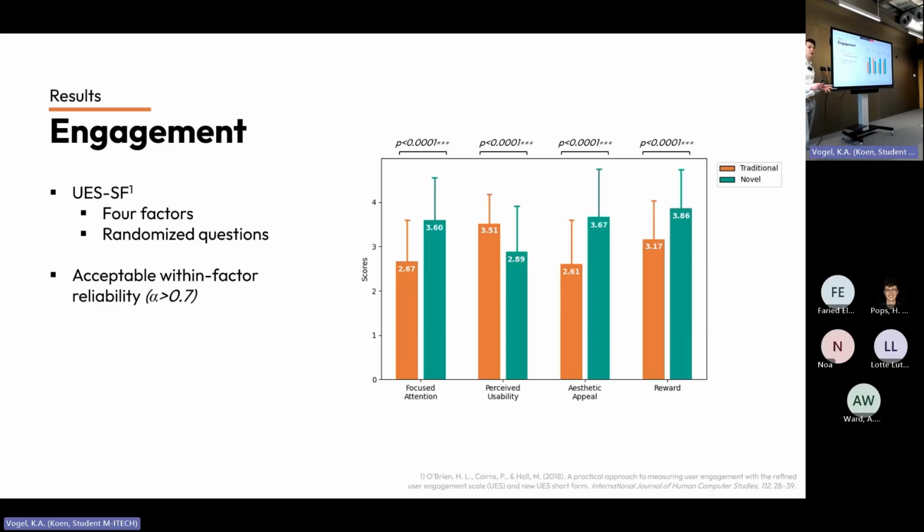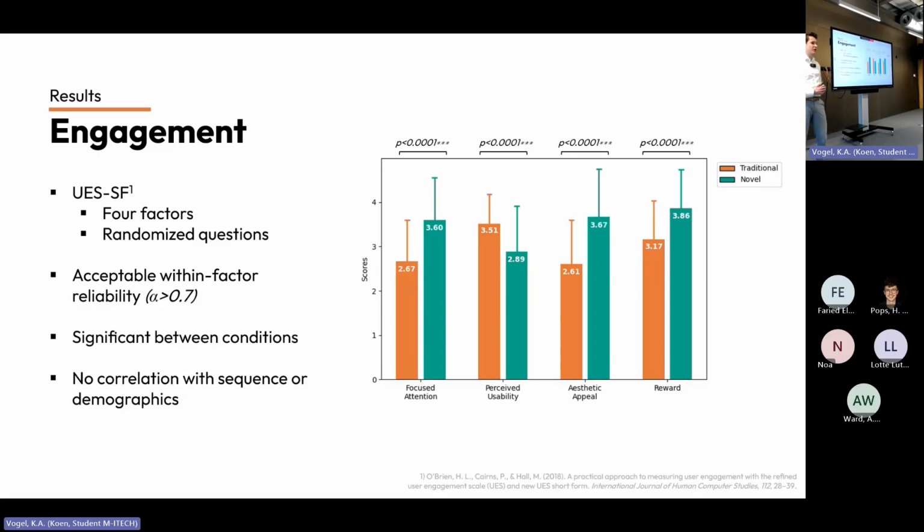Luckily, these questions had good internal consistency, meaning participants had similar scores for questions within a single factor. Also, all factors are statistically significant, which means we can actually say focused attention is significantly higher in our novel prototype versus a conventional one. Also, no correlation was found between the outcome and the sequence, so starting with conventional or novel, as well as demographic data such as age, skill level, and height.